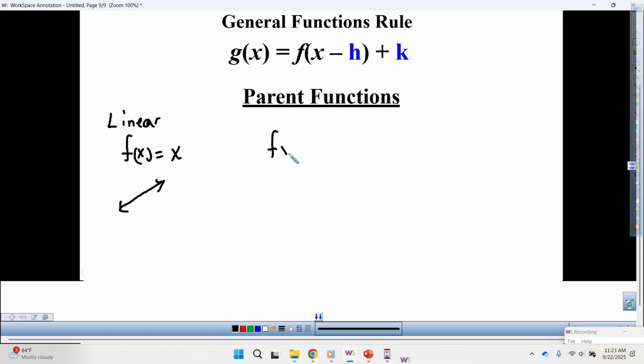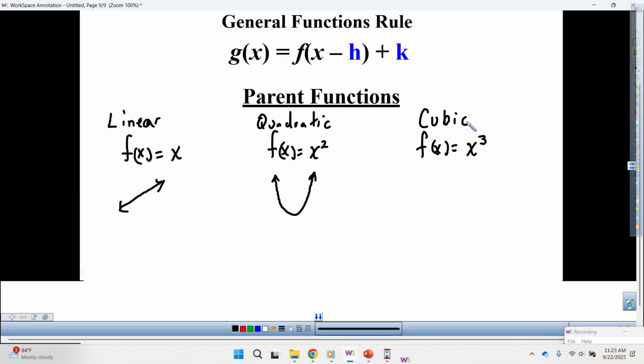The second one we've been covering is f of x equals x squared. This is known as a quadratic function. On your notes, quadratic, and the graph looks like this. The third one that I smoothly introduced last week is f of x equals x cubed. This is known as a cubic, and the graph looks like this.